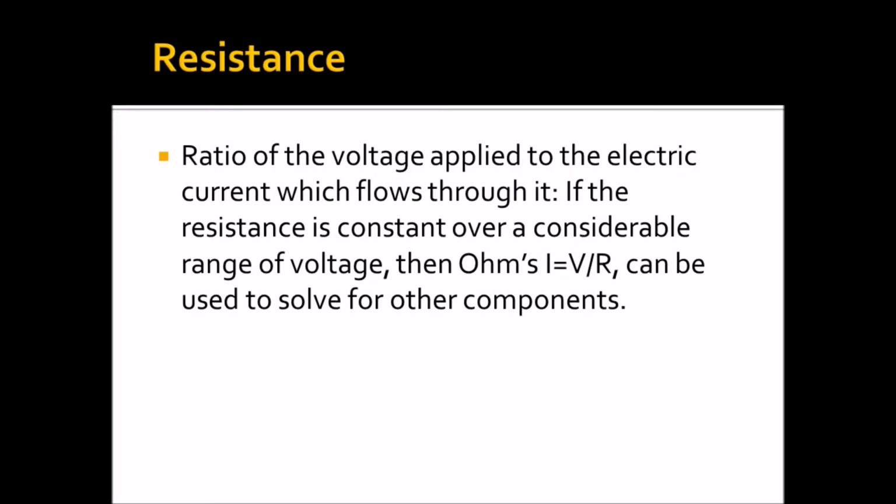Resistance is the ratio of the voltage applied to the electric current which flows through it. If the resistance is constant over a considerable range of voltage, then Ohm's law, I equals V over R, can be used to solve for other components.